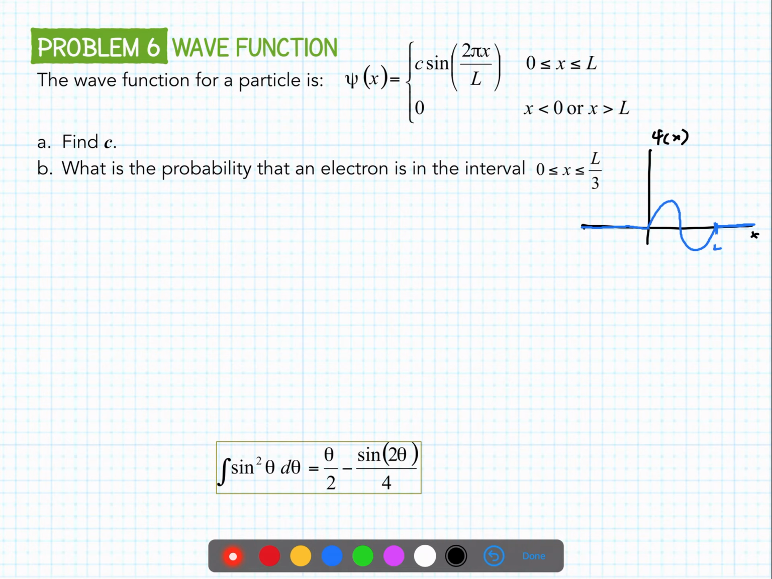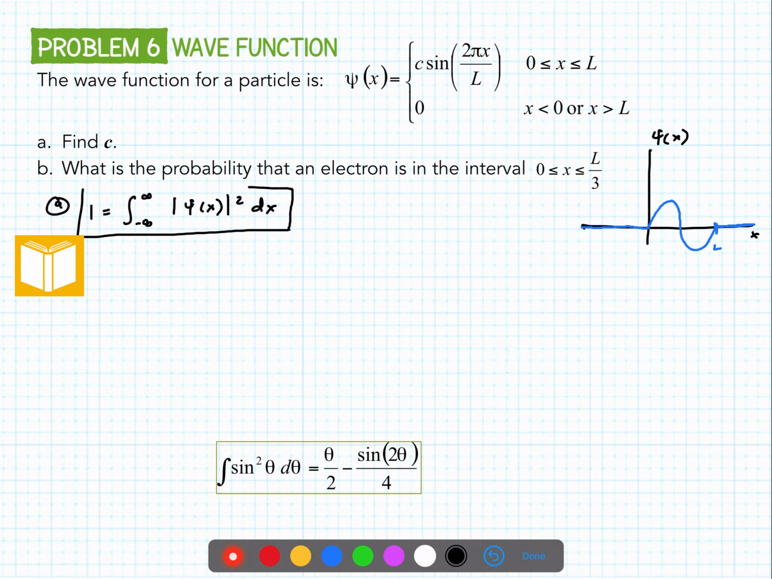So for part A, normalizing the wave function means we're going to square this wave function, and we're going to set the integral over the entire function to equal 1. So 1 is equal to the integral from negative infinity to infinity of the absolute value of the wave function squared dx. This is the normalization condition that we always start with.